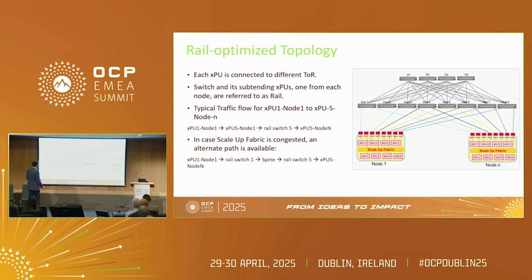Now, how does the traffic flow work here? Say XPU1 on node 1 needs to speak to XPU5 on node n. The way communication works is the traffic is not going directly to the leaf. In this case, XPU1 is utilizing its own internal scale-up fabric to send traffic to XPU5 on the same server. And now it will only take a single hop and the traffic will reach its destination. Hope it makes sense. Yeah?